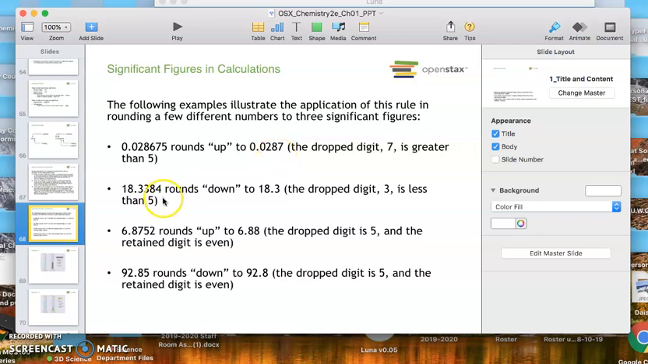For the second example here, we're rounding to 3 significant figures. Again, this would be 18.3. This is a 3 here. It's less than 5, so we don't round up. We leave it as is. So it's just 18.3.